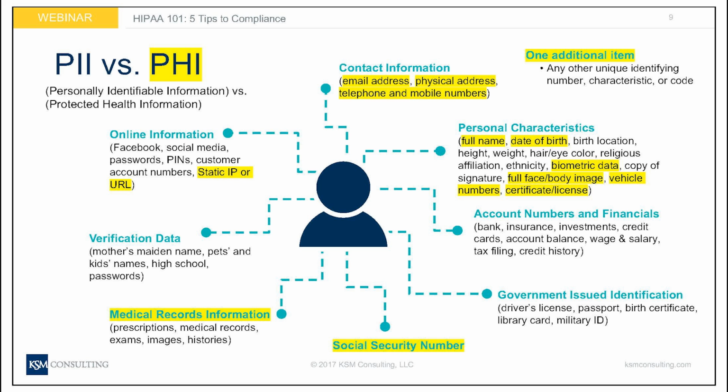One thing to point out is in the very top right, that one additional item. That is really HIPAA's catch-all that says any other unique identifying number, characteristic, or code as it relates to your health data.